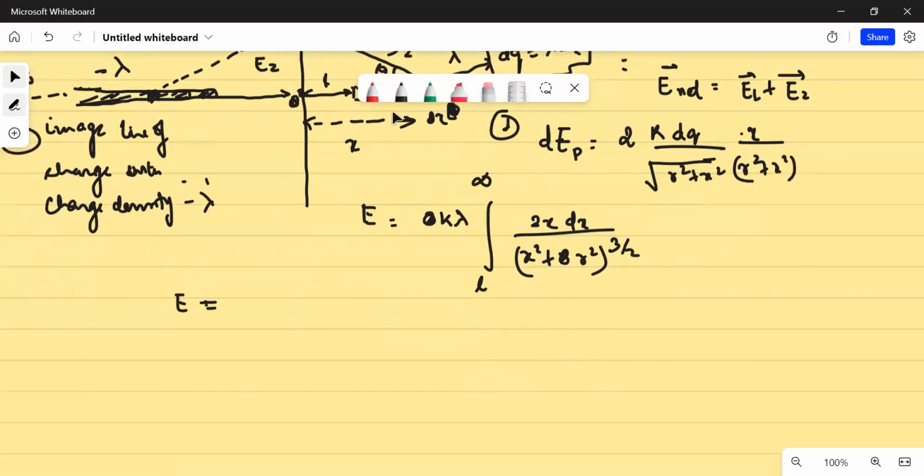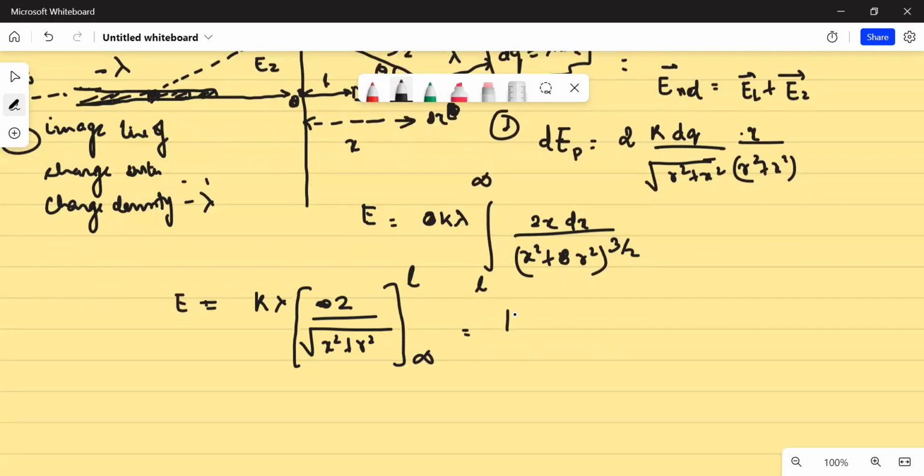Is that clear? So now this is k lambda, and if I integrate it, I'll get, I hope, minus 2 upon root over x square plus L square. So I'll forget about this negative, I'll do this. And eventually I can find that the net electric field at point P would be 2k lambda divided by root over L square plus r square.